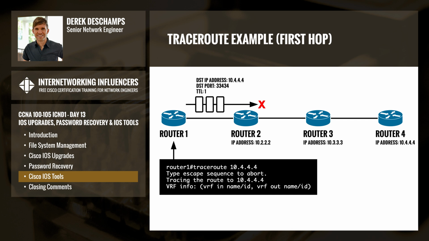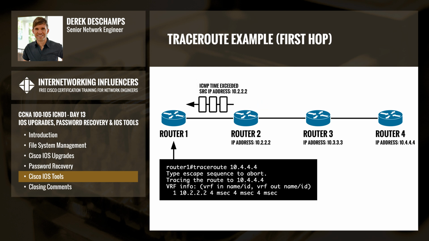Before a router forwards a packet, it decrements the TTL. If the TTL is equal to 0, it discards the packet. This means the 3 packets with a TTL of 1 would be discarded by the first hop, in this case, router 2.